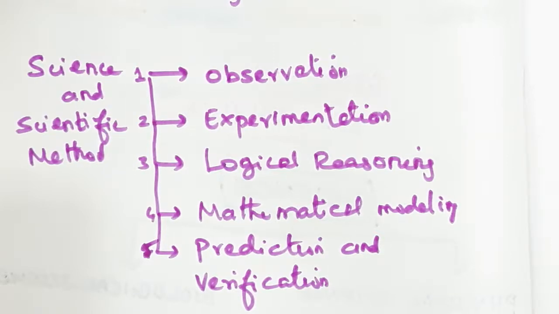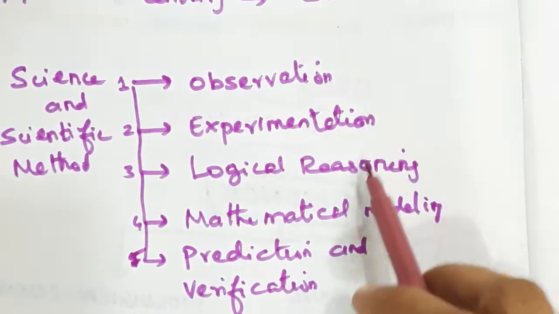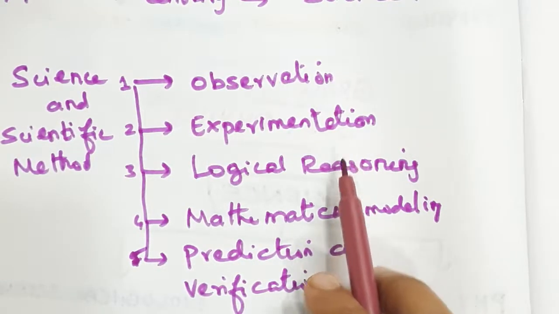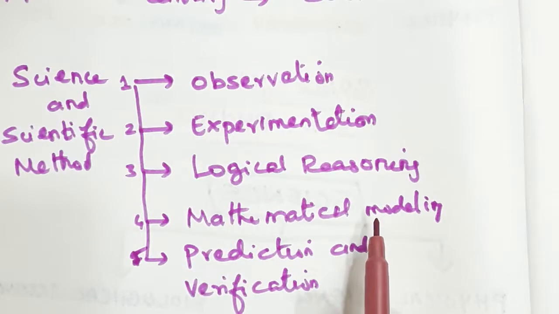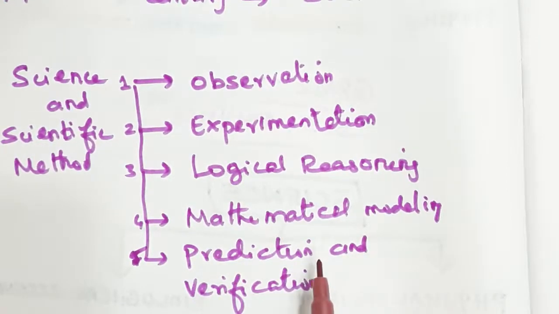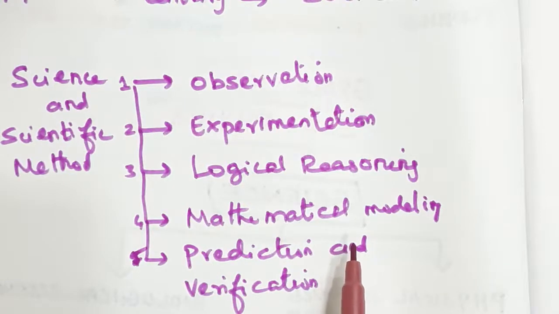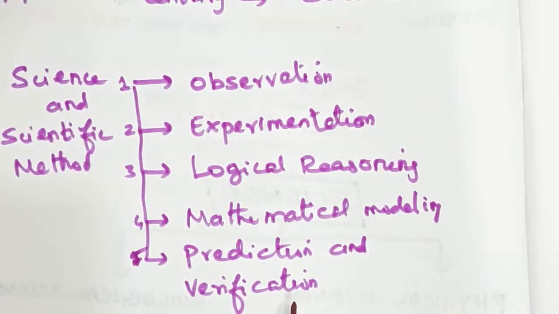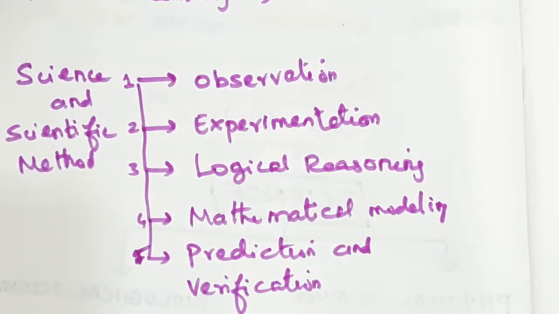Can you understand? So what is the method in science? First, there is systematic observation. Second, there is controlled experimentation. Third, there is logical reasoning, qualitatively as well as quantitatively. Fourth, there is mathematical modeling, giving formulas. And last, framing laws, that is, prediction and verification or falsification of theories.